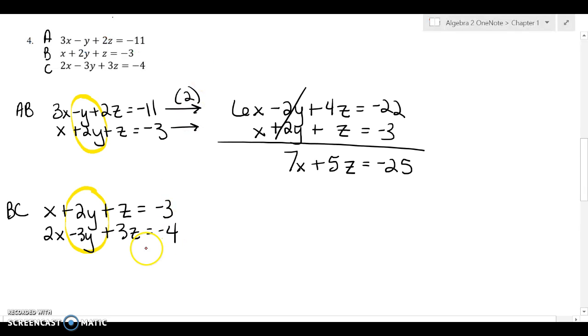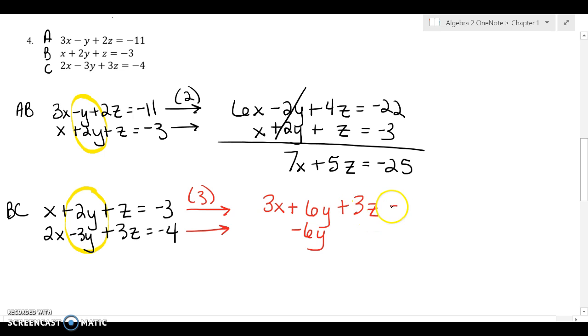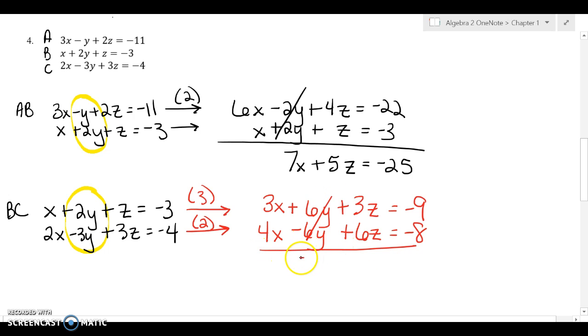I should have changed color, so I'm going to change now. And so I'm going to make them a 6y and a negative 6y. So the top one, I have to multiply everything by 3. So I'm going to get 3x plus 6y plus 3z equals negative 9. And on the bottom one, I'm going to multiply everything by 2. So I'm going to get 4x minus 6y plus 6z equals negative 8. And now these are gone, and so I have 7x plus 9z is equal to negative 17.